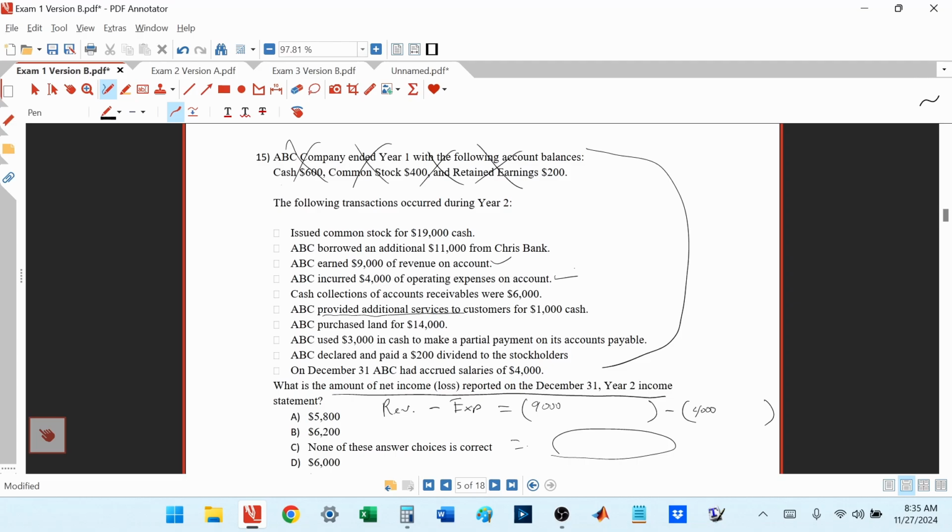Provide additional services to customers for $1,000. That's a revenue. Purchase land for $14,000. We bought something, but that's not an expense. An expense only happens whenever we derive the benefit from using a resource. Use $3,000 cash to pay off part of our accounts payable. That's not an expense. Declared and paid a $200 dividend to stockholders. That's not an expense. Accrued salaries as of December 31st are $4,000. That's an expense. Our employees have worked for us. We've derived the benefit from them working for us. We have salary expense. So the revenues are $10,000. The expenses are $8,000. So the net income is $2,000.